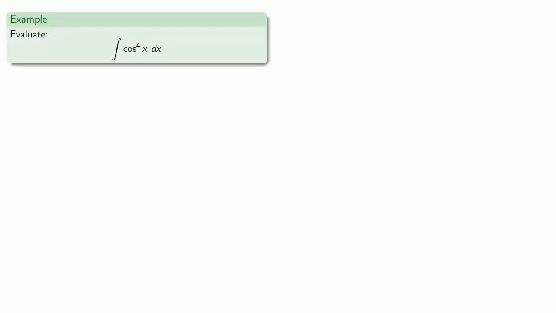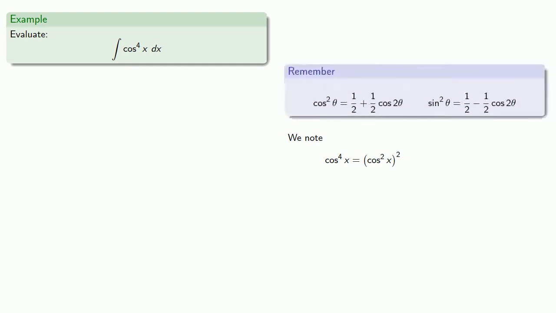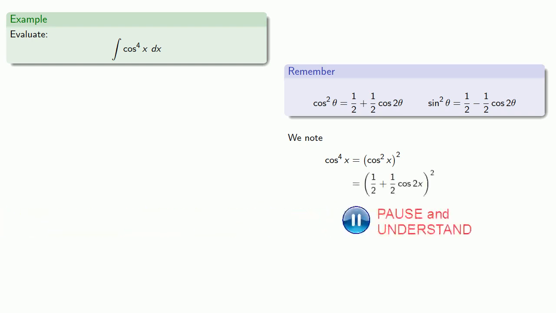So if I want to evaluate cosine to the fourth x dx, well, cosine to the fourth x dx is really cosine squared squared. We can use those half-angle identities and take our cosine squared and reduce it to cosine of 2x. Expand.